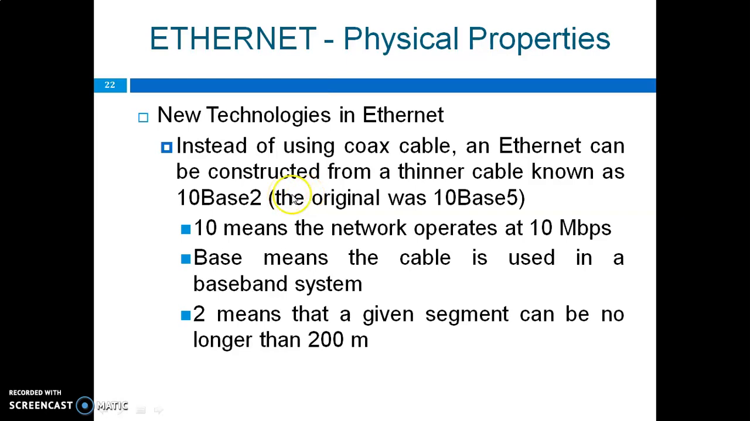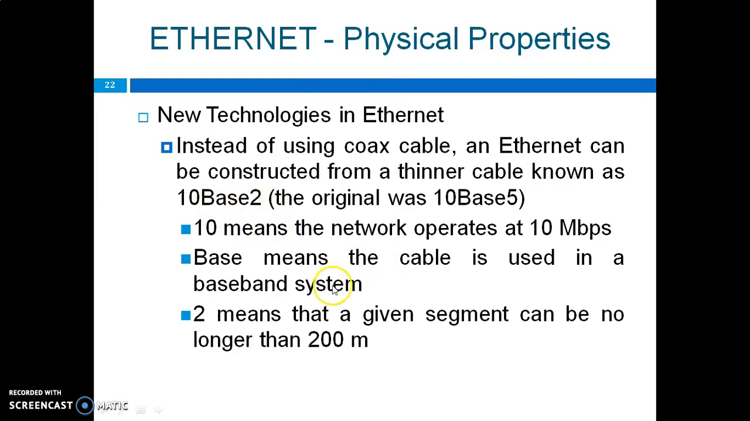It is called a thinner cable. This thinner cable's representation can be 10Base2. The original version was 10Base5. Here the 10 means the network operates at 10 Mbps speed. So in 10Base2, the 10 is 10 Mbps speed.